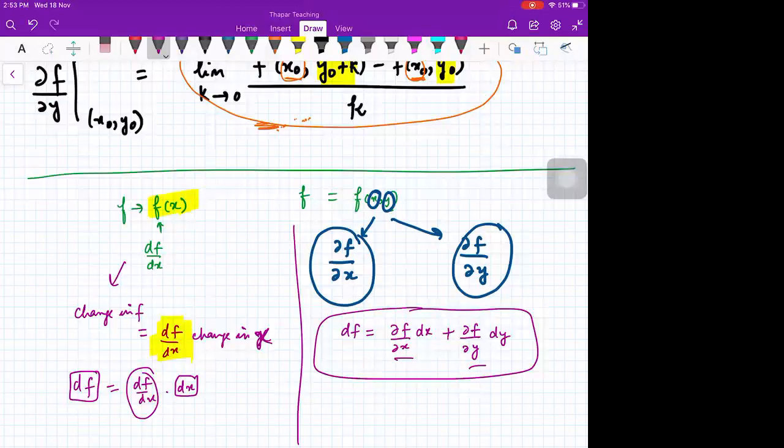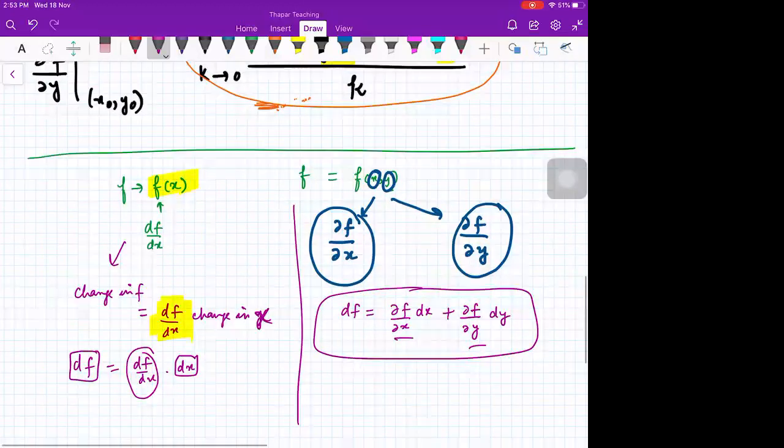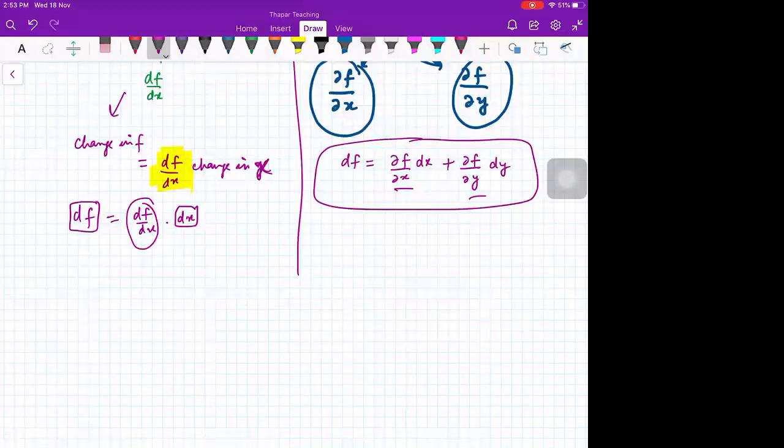Okay. So how are you going to calculate the derivatives? How to compute the derivatives?